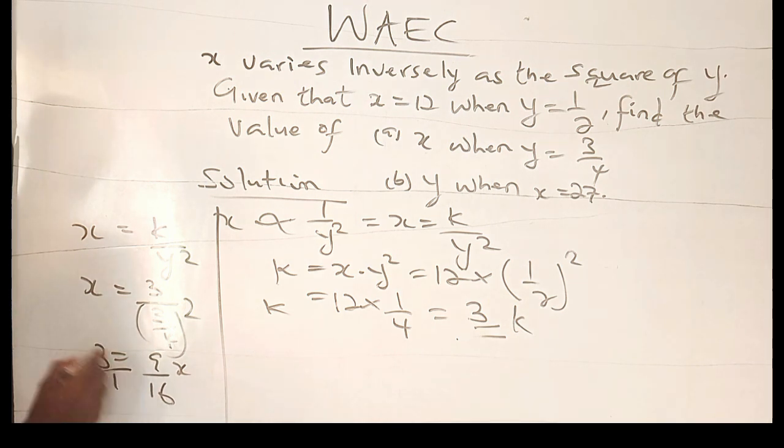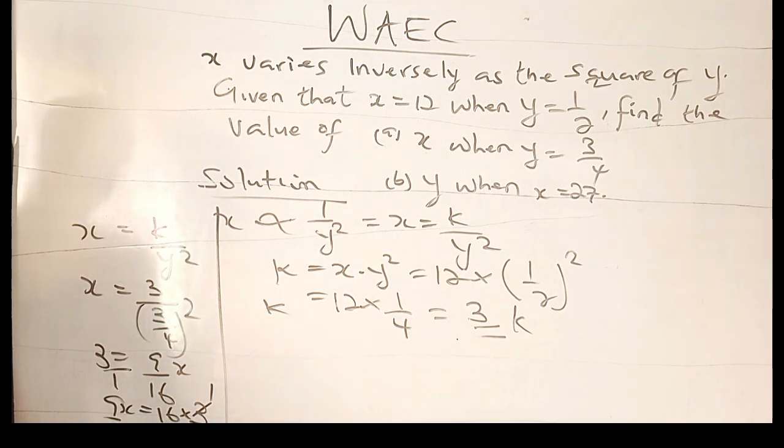So I can cross multiply. 9x equals 16 times 3, divided by 9, which is the coefficient of x. So my x equals, 3 into 9 is 3, so I'm having 16 over 3, or a whole number 5 and 1 over 3. This is my value of x.